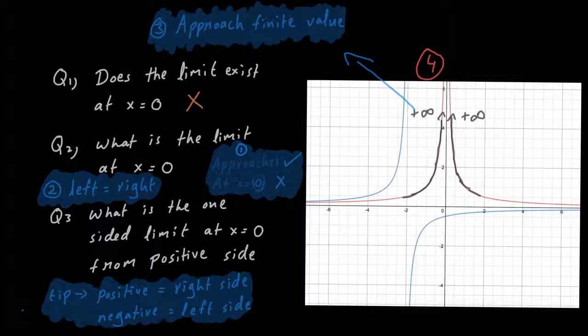What is the limit at x equals 0? It does not exist. What is the one-sided limit at x equals 0 from the positive side? We can see that it is positive infinity.